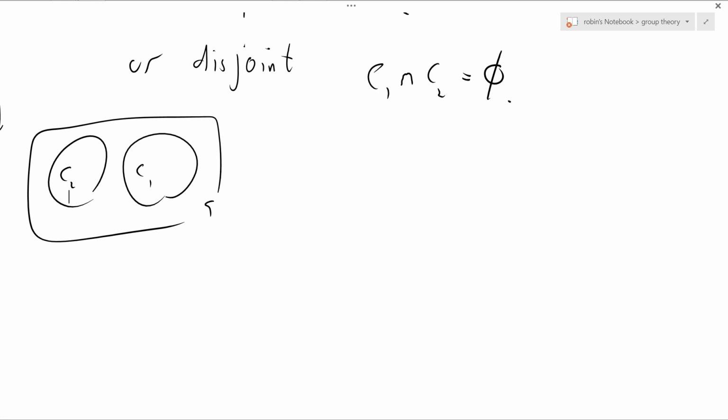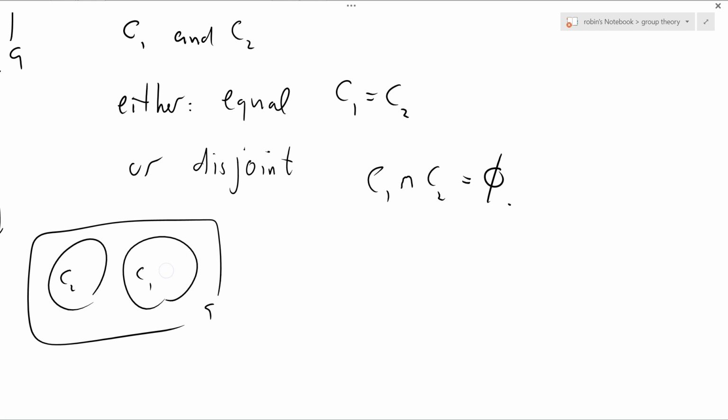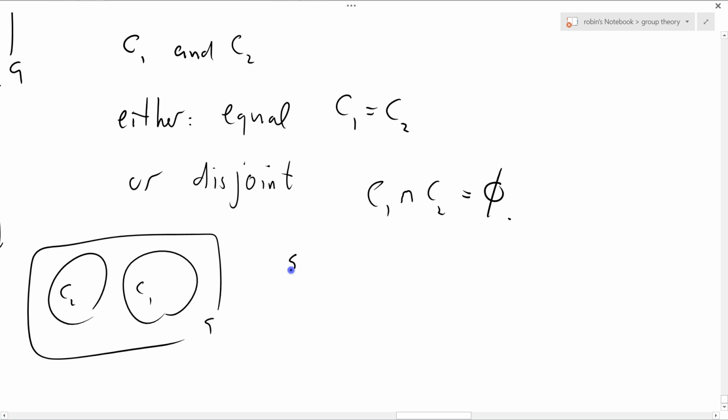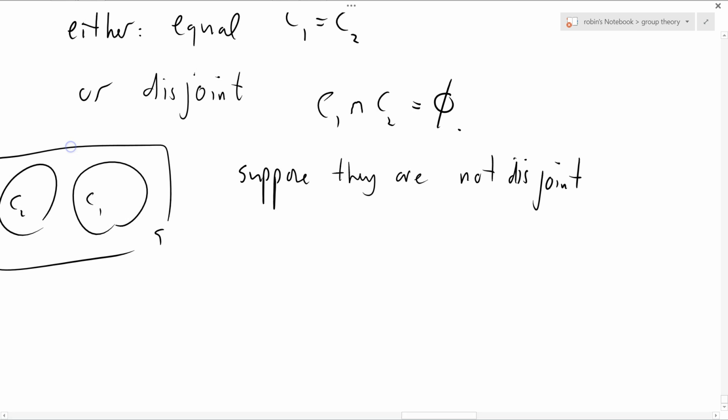Okay, so how am I going to prove that? So let's just have a look at this. Let's just say, suppose they are not disjoint. Okay, so what I'm going to say is, if they're not disjoint, I'm going to show that they're equal, and therefore if they are disjoint, they're disjoint. They're either disjoint or equal, basically.